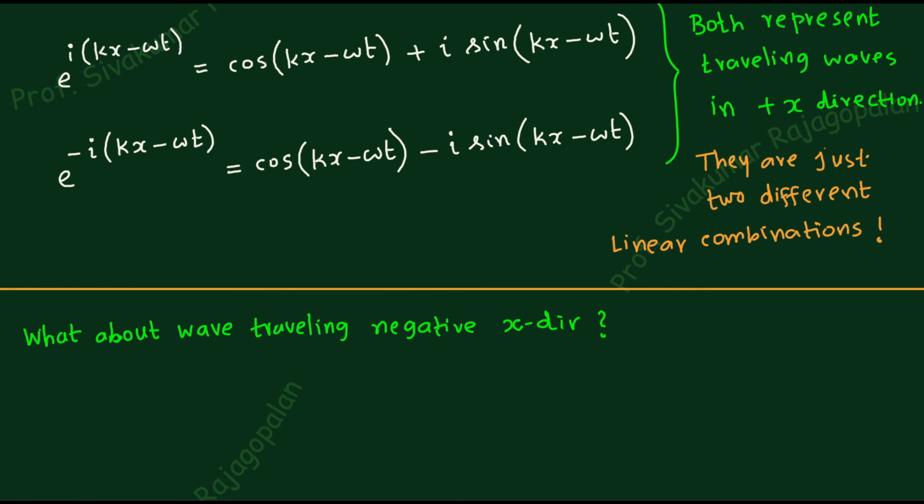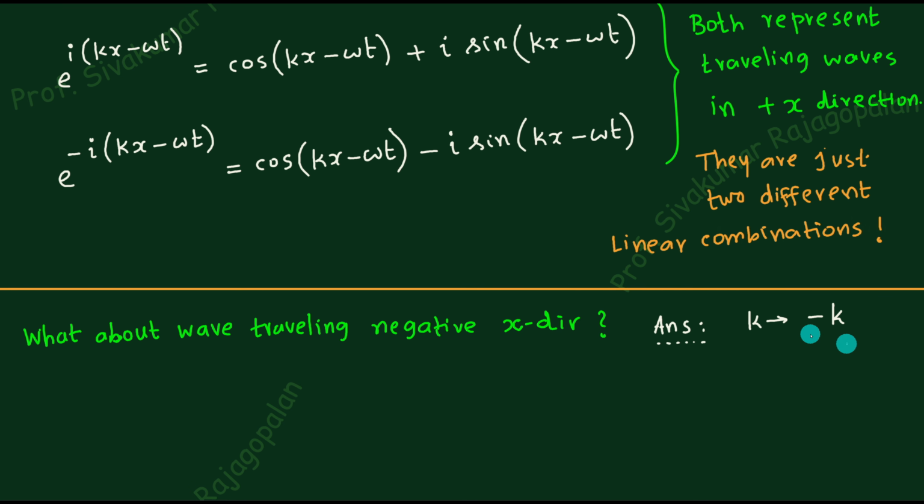Just now I said that everything is moving in the positive x direction. So the question naturally comes: suppose it is moving in the negative x direction, how will the equation look? The answer is very simple: you replace the velocity by negative velocity. That's all about it. Equivalently, you can replace k by minus k, because this is an equivalent representation.